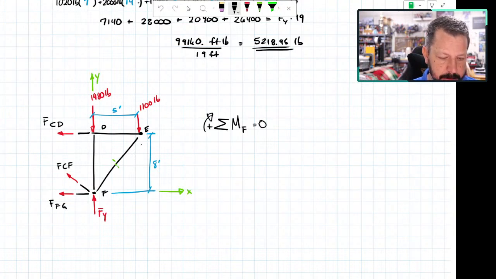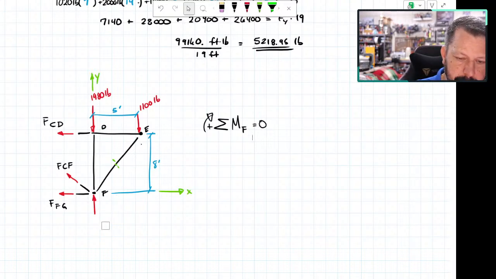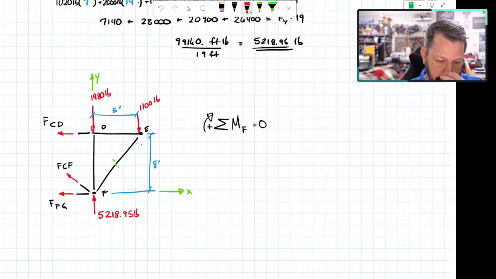So actually FY, CF, FG, and the 1980, all of their lines of action go through point F. So none of those four different, some I know, some I don't know. Actually, I did solve for FY, so I guess I could put that one in there. 5,218.95 pounds. All of those go through point F. Their line of action goes through point F. Even though the 1980 is not like touching F, its line of action goes through point F.